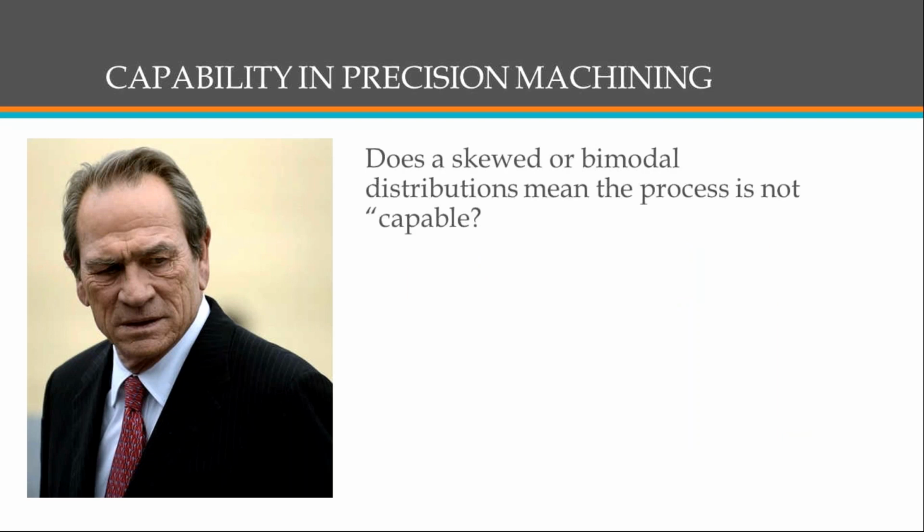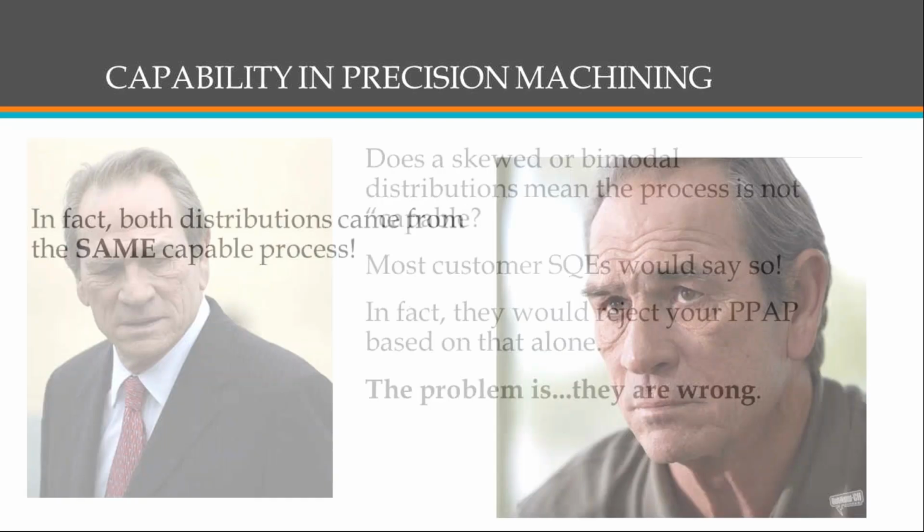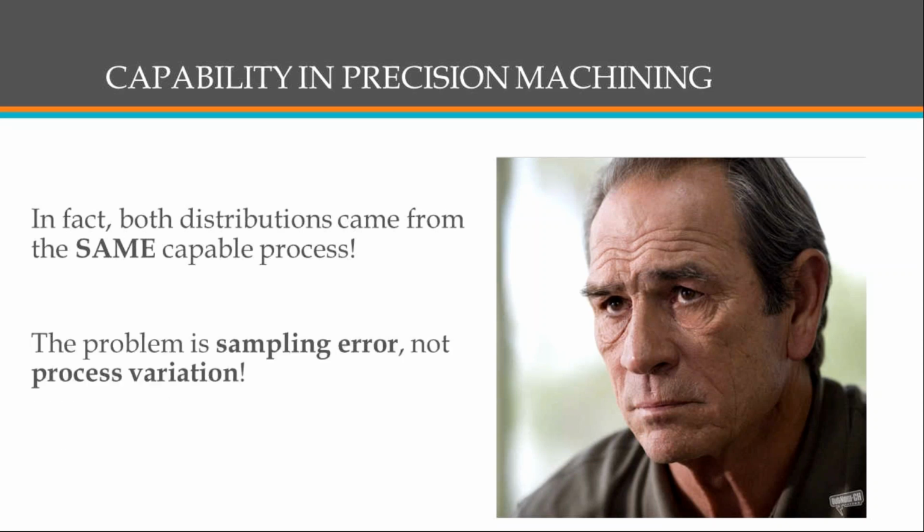Does a skewed or bimodal distribution mean the process is not capable? Most customer SQEs would say that that's true, and they would reject your PPAP based on that alone. The problem is, in this particular case, they would be wrong. In fact, both distributions came from the same capable process. And you might ask, well, how could that be? The problem is sampling error, not process variation.